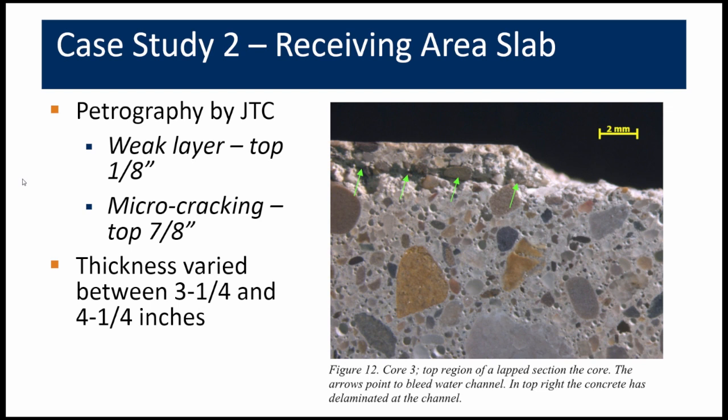In the petrography done by the JTC of the cores, they found there was a very weak layer in the top 1/8 inch. They attributed this primarily to bleed water channels and air that was trapped beneath the surface. The photo on the right illustrates one of those channels in the core. In addition, they had found microcracking in the cores down probably in about the top 7/8 of an inch. We also found that the core thickness of the slab varied from 3 1/4 to 4 1/4 inches.